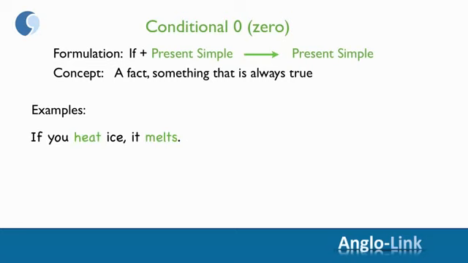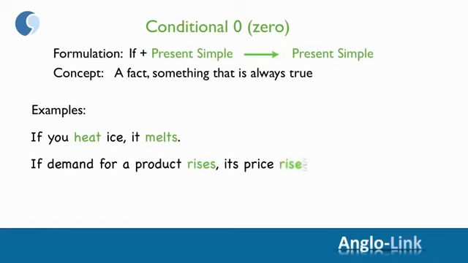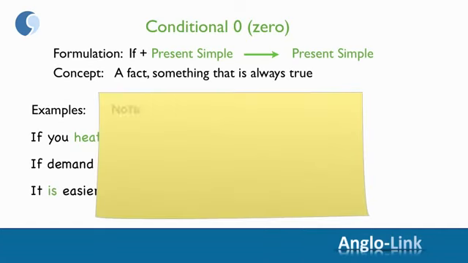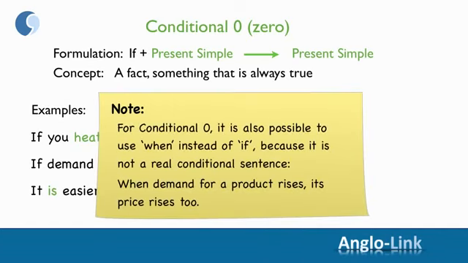If you heat ice, it melts. If demand for a product rises, its price rises too. It is easier to relax if you close your eyes. Note that for conditional zero, it is also possible to use when instead of if, because it is not a real conditional sentence. For example, you can say, when demand for a product rises, its price rises too.